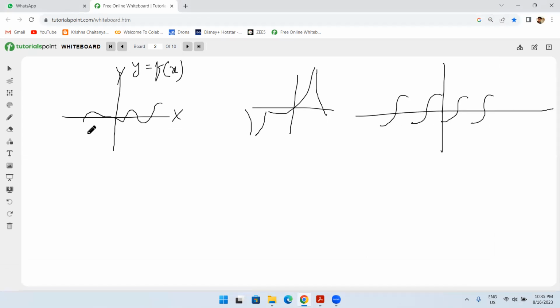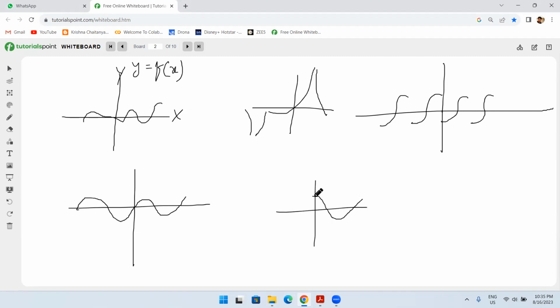Only a curve which is continuous counts. Suppose you take this sine x function, which is continuous, and if you take the cos x function, it will be like this. It's also a continuous function. There are no breaks, and the curve is a smooth curve. This is sine x and this is cos x. These are continuous curves.